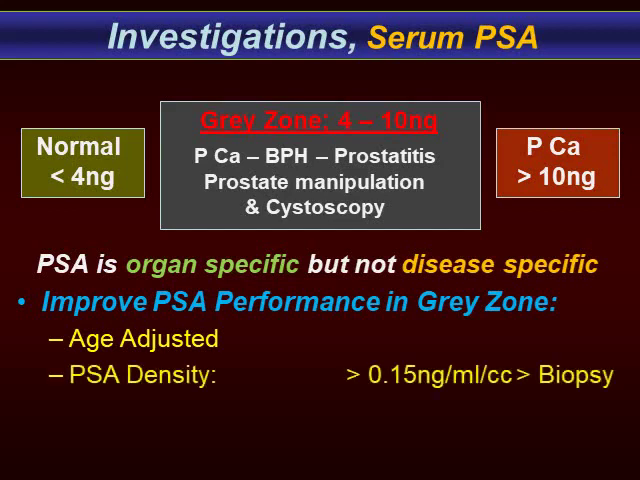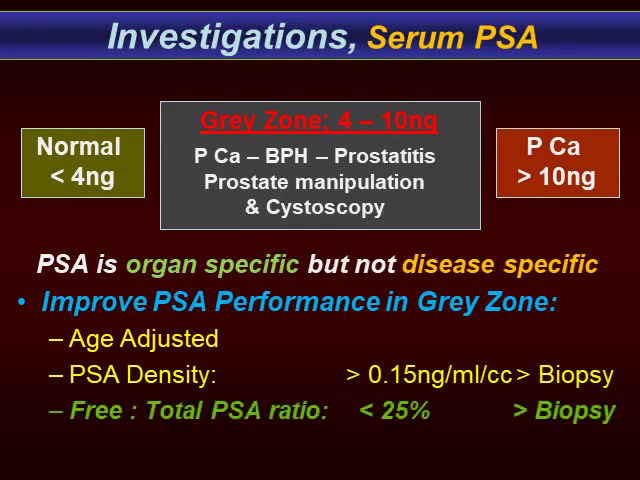Second thing is what we call PSA density. We divide the value of PSA by the volume of the prostate as measured by ultrasound. If the value is above 0.15 nanogram per milliliter per cc, this would be leaning toward the malignant side. So I do biopsy. If it is less than that, it's most probably a benign condition. Or I could use the free PSA to total PSA ratio. If this ratio is below 25 percent, this leans toward malignancy. So this patient would require a biopsy.